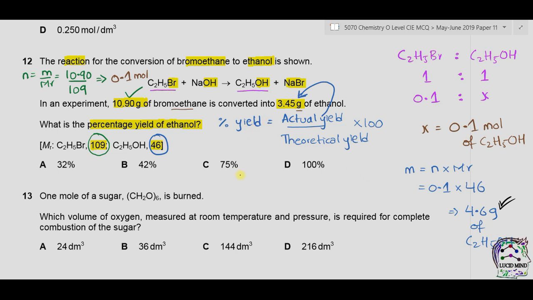Now putting values in percentage yield is equal to actual yield, which is 3.45 grams of ethanol, divided by theoretical yield, which we have just found out, 4.6 grams, into 100. It comes equal to 75%. The answer is therefore C.